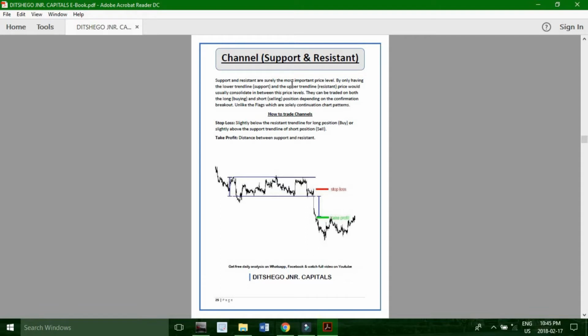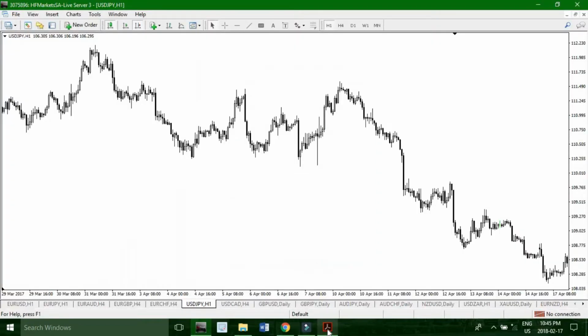They can be traded on both the long, which is buying, or the short, selling position, depending on the confirmation breakout, unlike the flags, which are continuation chart patterns. So yeah, here's an example you can also see over here. And I'd just like to go back to the chart so that I can start and show you how to analyze and trade them on the technical platforms.